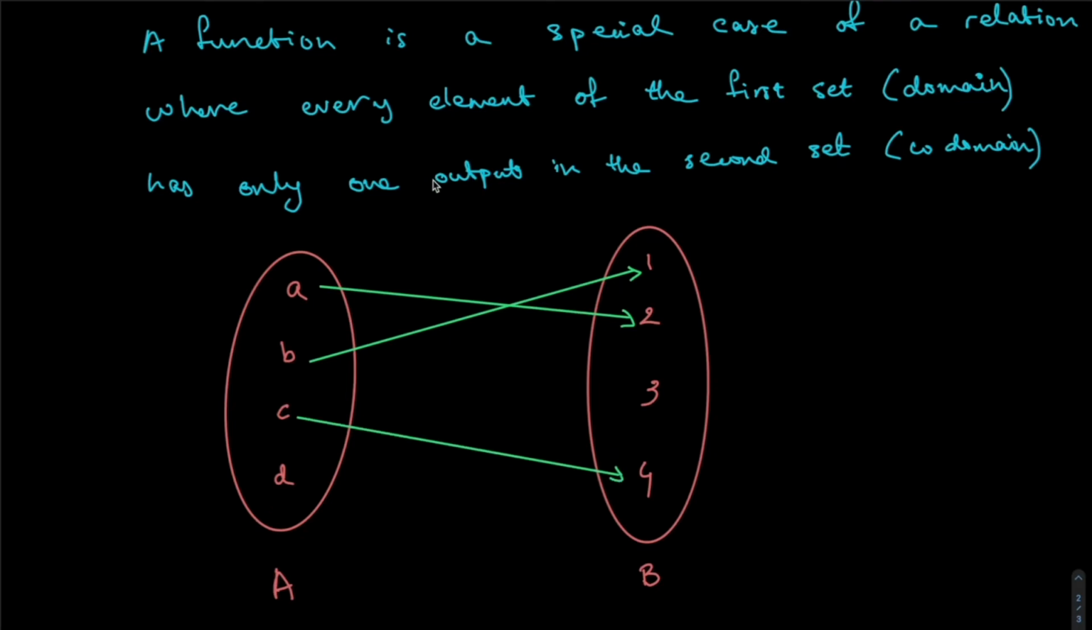So now the definition says a function is a special case of a relation, right? We have a relation here, but a function is a special case. It has to meet certain requirements, and there are two requirements. The first requirement is right here.